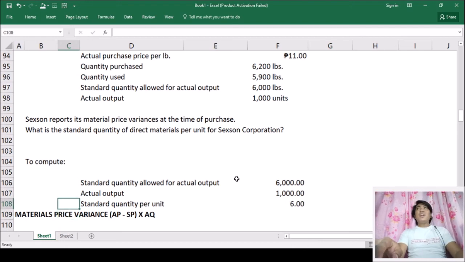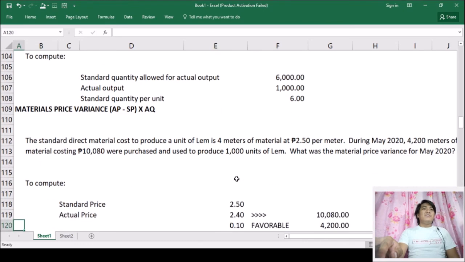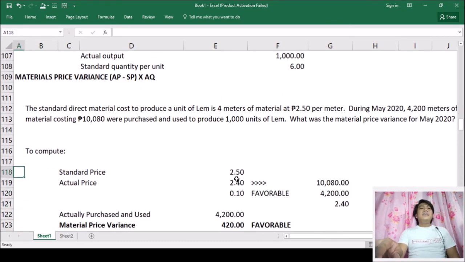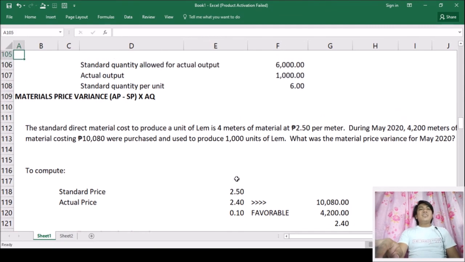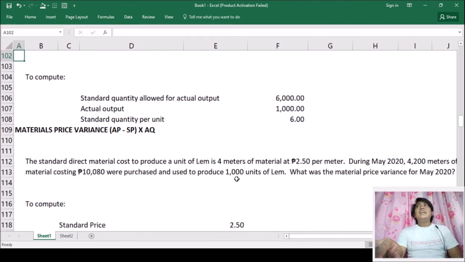We're done with the basics: the standard hours, standard direct materials, standard quantity, and the determination of the standard quantity per unit. Now, let's focus our topic on the variances. There are two variances that we need to understand on materials: the material price variance and the material quantity variance, or the material usage variance. Again, the material price variance and the material quantity variance, or material usage variance.